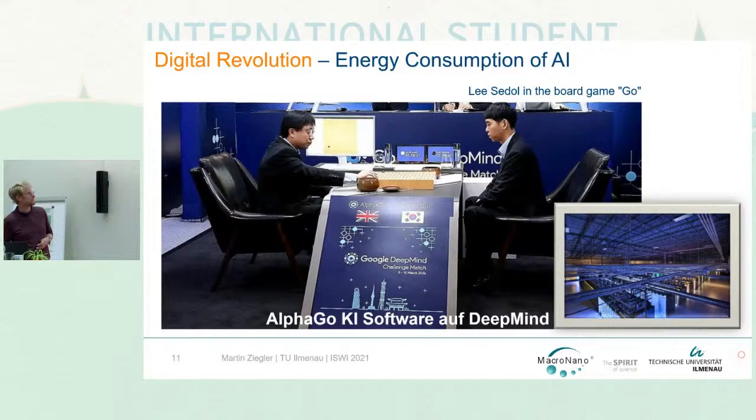It's AlphaGo. It's an artificial software. And the guy here on the right-hand side, this is Lee Sedol. This is one of the masters of this game Go. It's a very complicated game. And he plays against a supercomputer. The supercomputer AlphaGo is not the guy. He's just the operator. He moves the blocks. The supercomputer is also not sitting here in that room. The supercomputer you see in the small picture, this is the supercomputer.